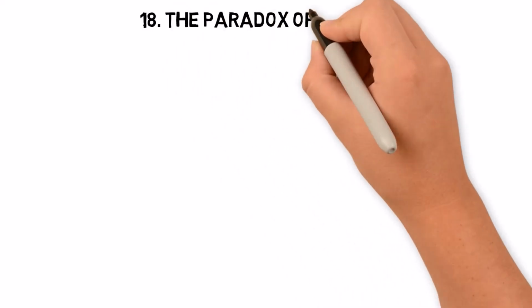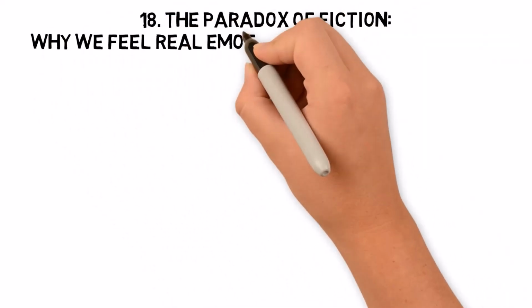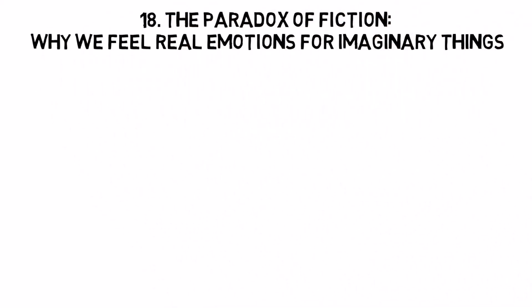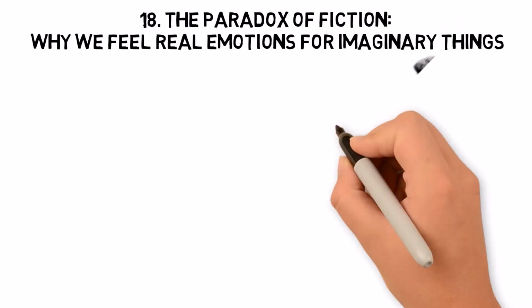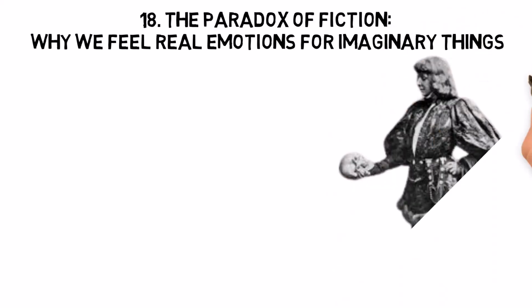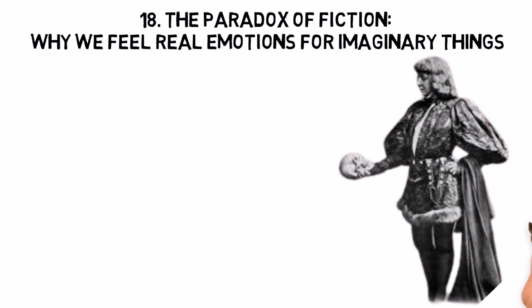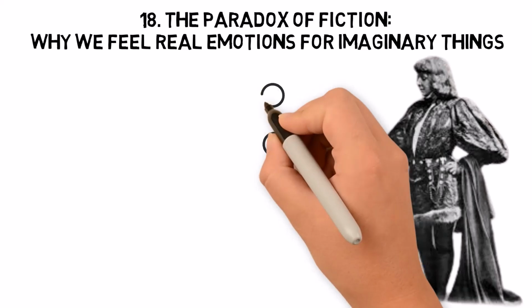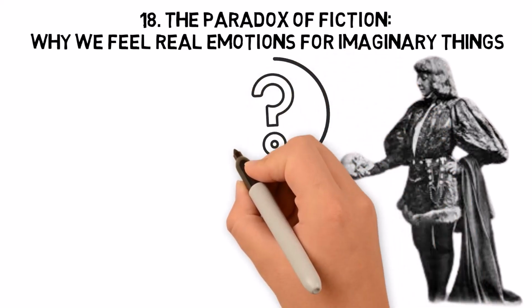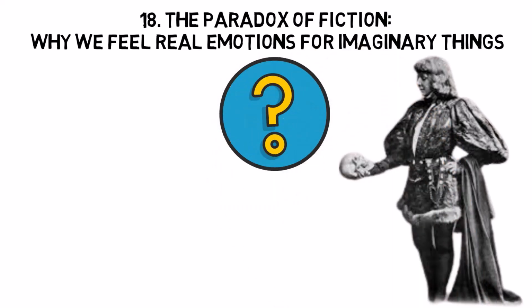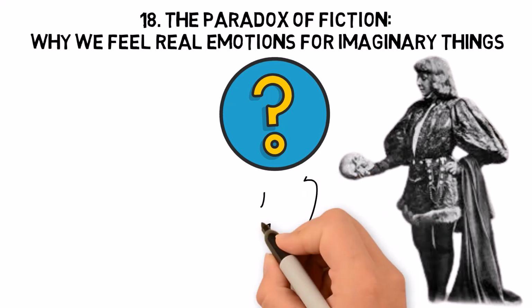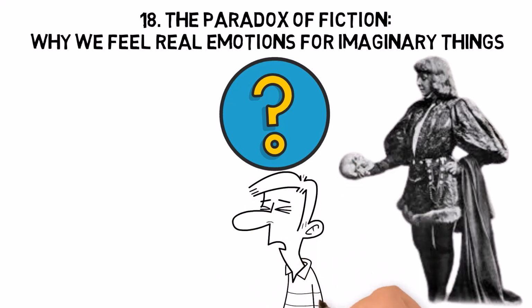18. The paradox of fiction. Why we feel real emotions for imaginary things. The paradox of fiction asks why we experience real emotions for characters and events we know are fictional. If we know that a story is not real, why do we still feel sad when a character dies, or happy when things go well for them? The paradox arises because it seems illogical to have real emotions for things we know don't exist.